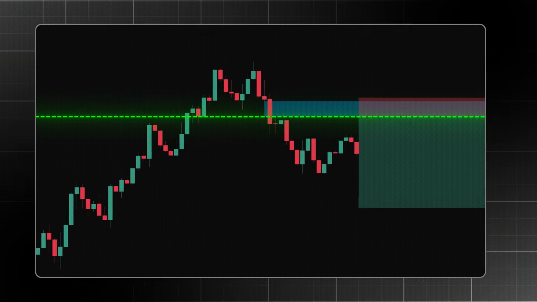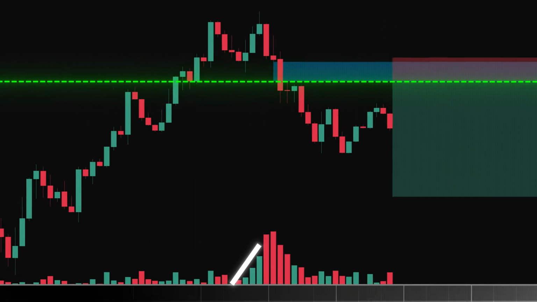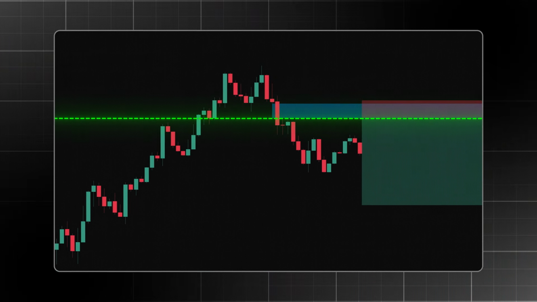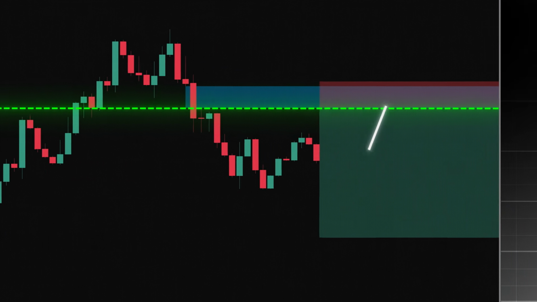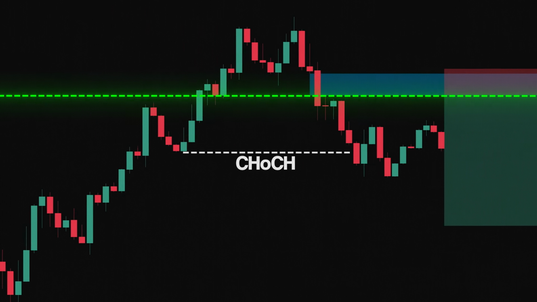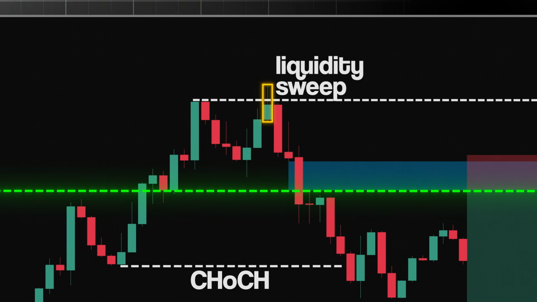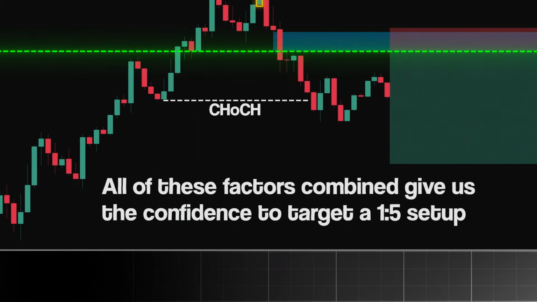Now let me explain why this higher risk-to-reward is justified in this case. When a market reverses direction, trading volume usually increases much more than during trend continuation. Because of that, price often creates strong liquidity zones. And once those zones are created, there is a much higher probability that price will move toward them. On top of that, this change of character was formed after a liquidity sweep above the previous major high. All of these factors combined give us the confidence to target a 1 to 5 setup.